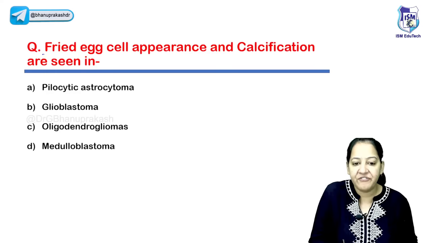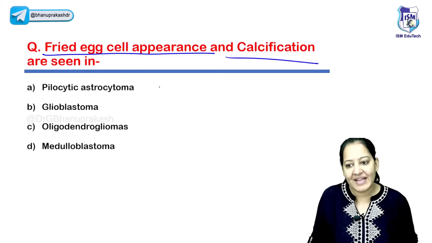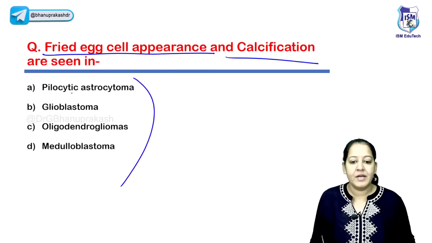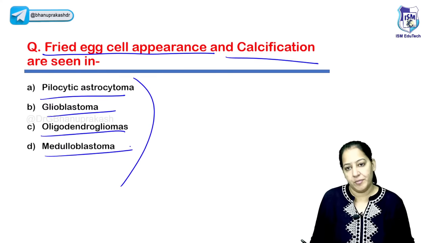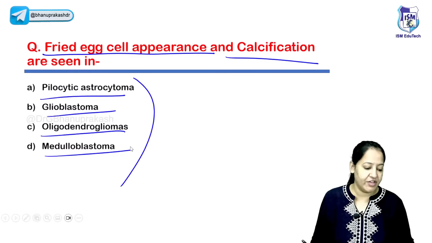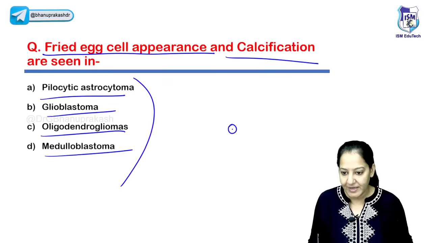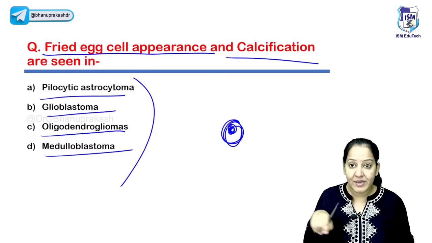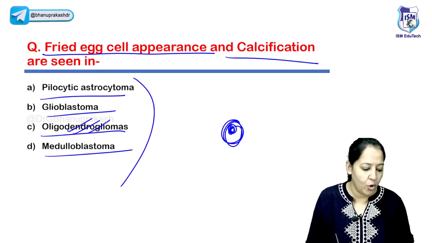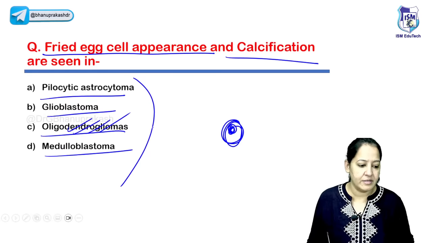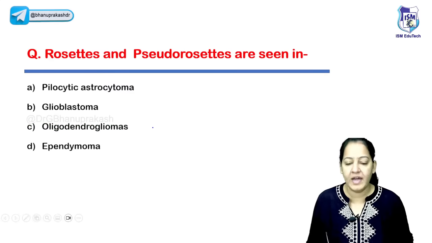Okay, the next question: fried egg appearance of the cell and calcification is common in which tumor? Is it pilocytic astrocytoma, glioblastoma, oligodendroglioma or medulloblastoma? Fried egg appearance: there is a nucleus and this is the cytoplasm. Around the nucleus, there is a perinuclear halo giving a fried egg appearance along with the calcification, common in oligodendrogliomas. Correct answer is oligodendroglioma.